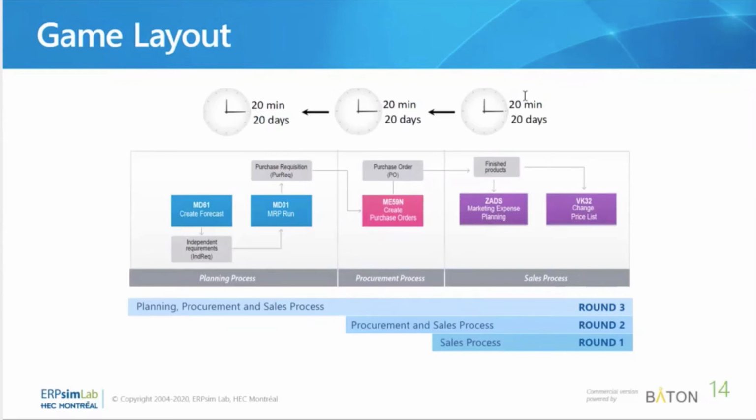So here, from the right to the left, the first round is over here. That deals with marketing expenses planning and the change price list. So these are the 2 decisions that you are going to make as a team. So that's our first round, and we are going to spend 20 minutes, 1 minute representing 1 day.